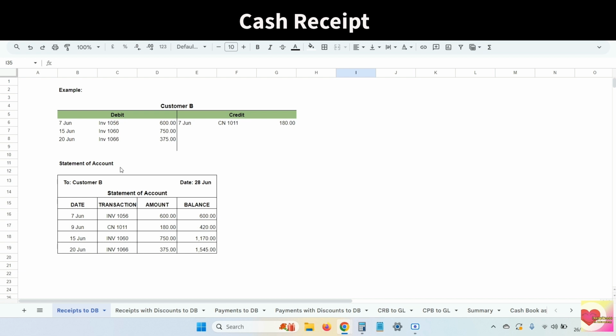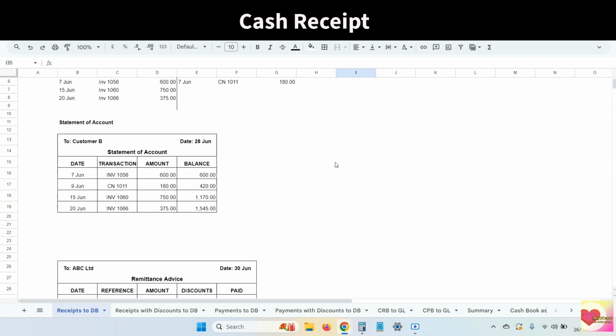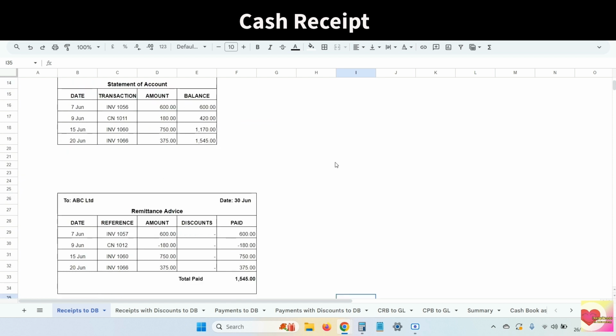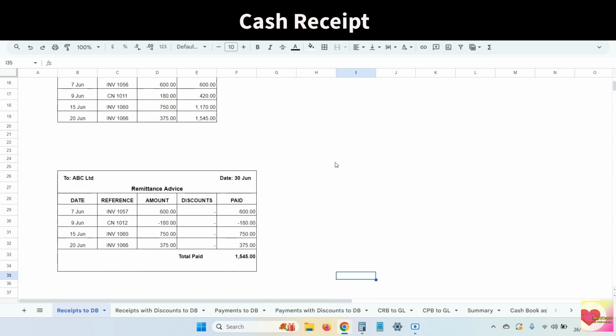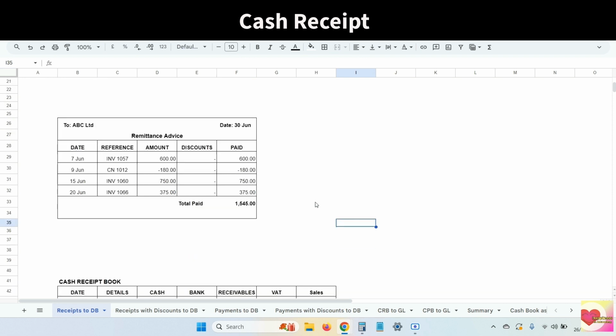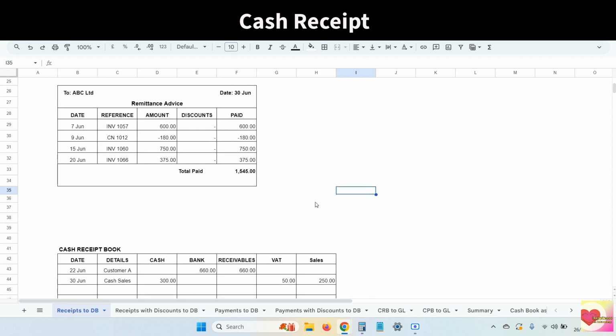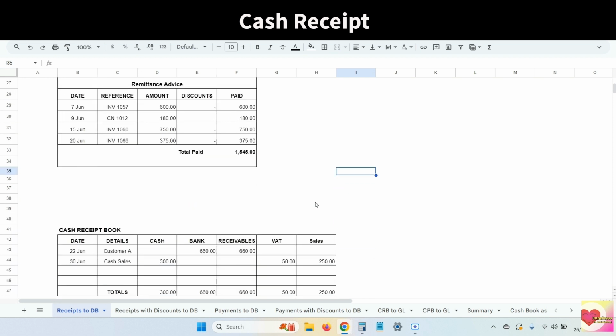So each customer will receive a statement of account from ABC Limited. Next, on the 30th of June, the customer paid us through bank transfer and sent the remittance advice to ABC Limited. Remittance advice shows the amount and the details being paid by the customer. Next, we are going to record these cash receipts to our cash receipts book.